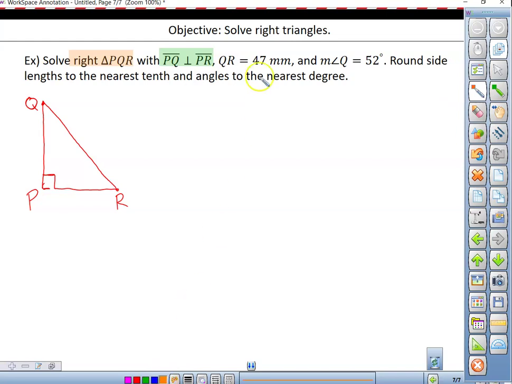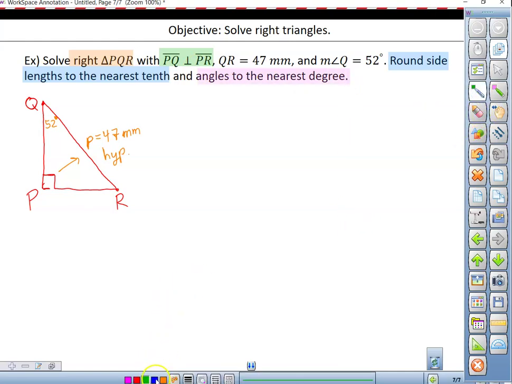So here it says QR is 47 millimeters. QR corresponds also to side p with a lowercase. That is our hypotenuse. The measure of angle Q is given as 52 degrees. So I have drawn Q up here in this corner, so that's my 52 degrees. Again, I am expected to round my side measurements that I find to the nearest tenth, and I'm expected to round any angle measurements that I find to the nearest degree.